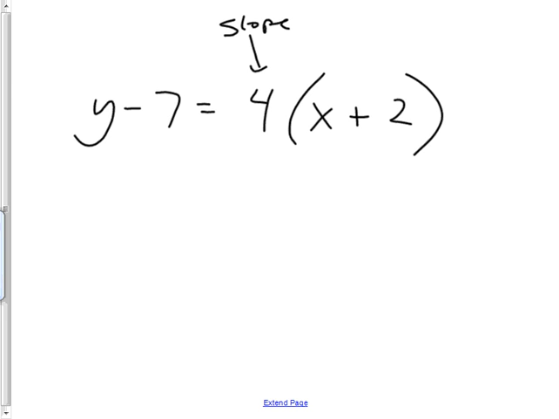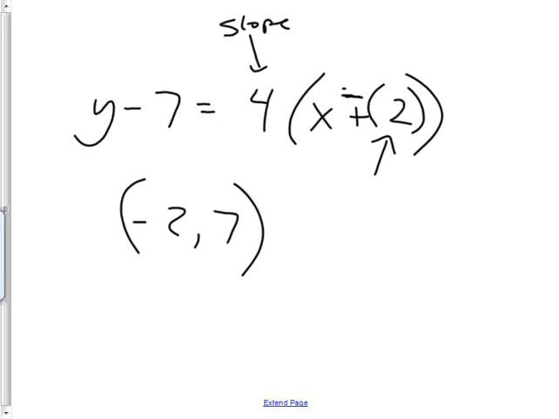Mr. A in the back. And you caught it. Nice job. Because that's negative, because normally there's a minus right there, and there was a plus there, which means it must have been a minus, to make it work. So yes, it's a negative 2 comma 7.